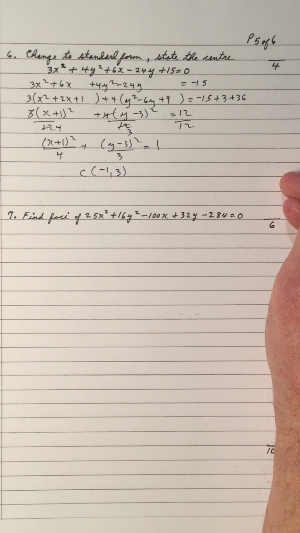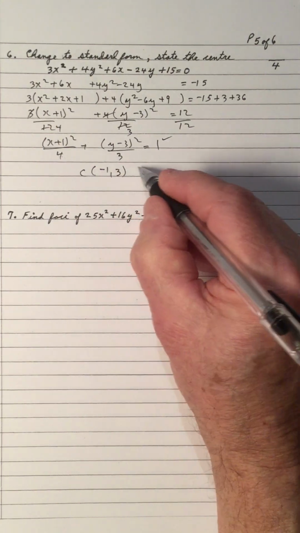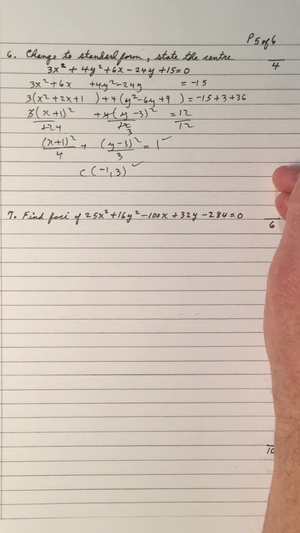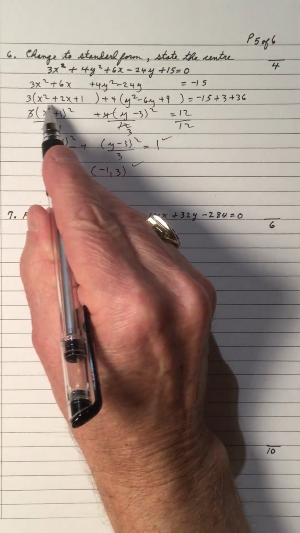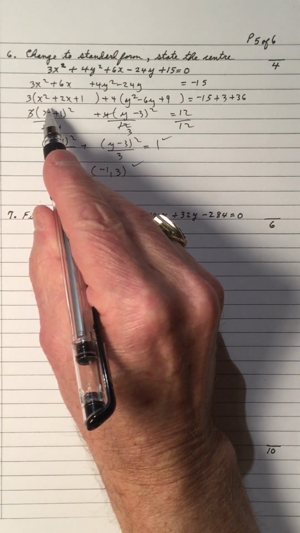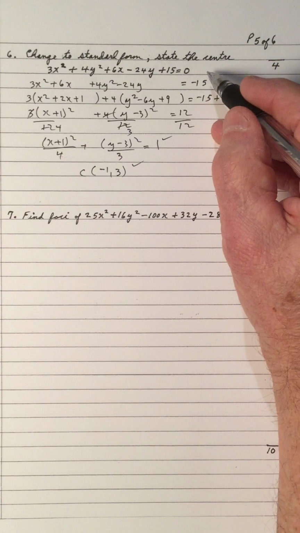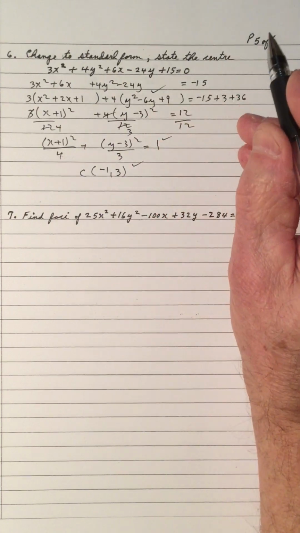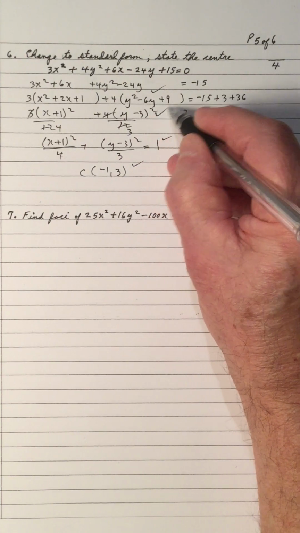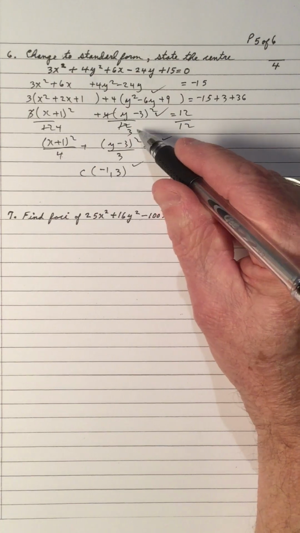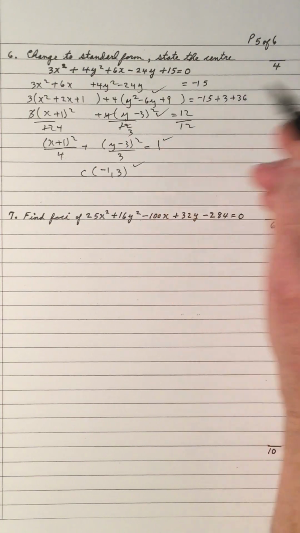So if you worked out this equation to here, you get 3 marks. If you get this one, you get 4 marks. So by completing the square and working it through here, if you did this step right here, you got a mark. If you did this one, divide by 12, you get a mark. So 1, 2, 3, 4 all together.